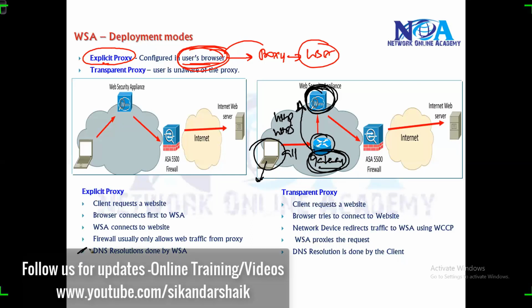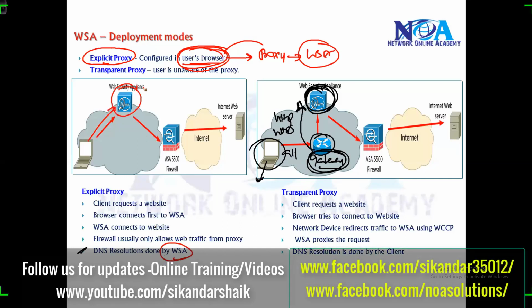And the second difference is the DNS resolution. In explicit mode, the DNS resolution is done by the WSA. When the request goes, the WSA will send the request to the DNS and get it resolved. Whereas in transparent mode, the DNS resolution is done by the end device, the client itself.